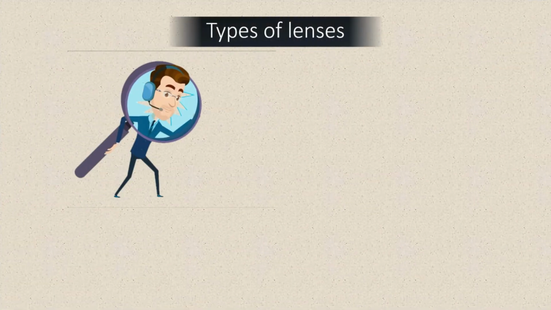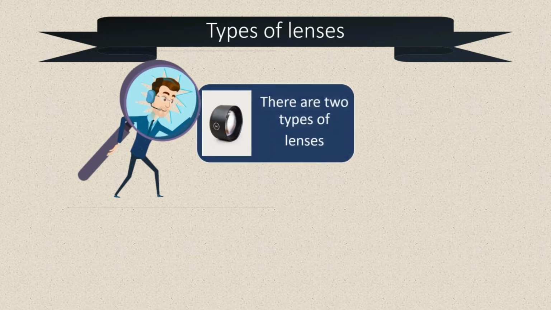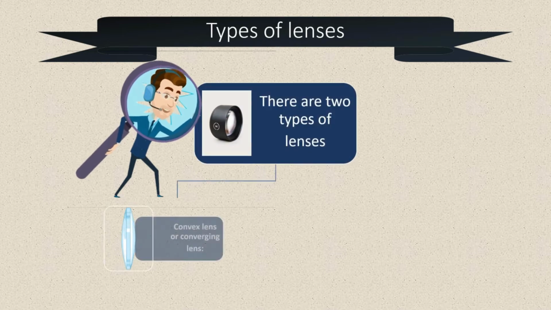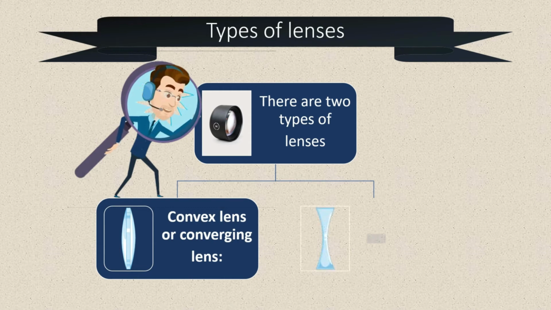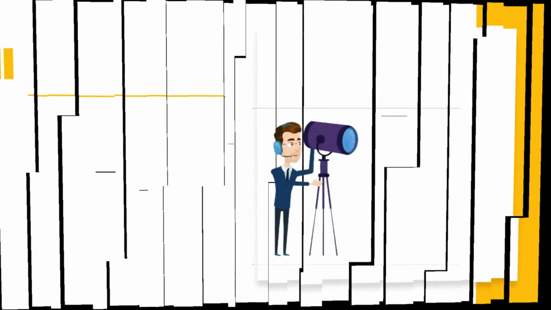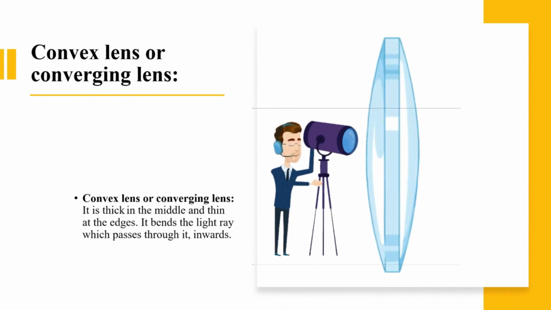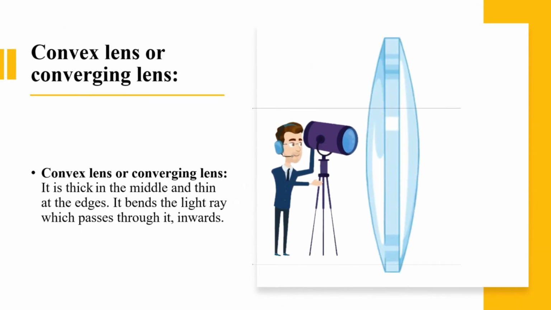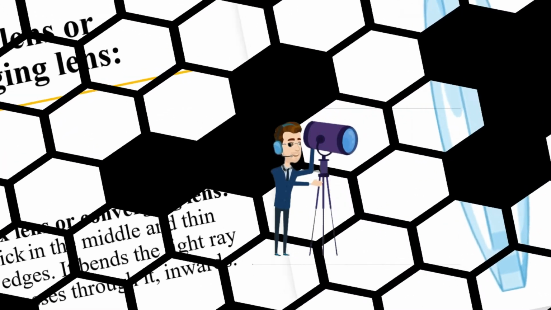Types of lenses. There are 2 types of lenses. First, convex lens or converging lens. Second, concave lens or diverging lens. Convex lens or converging lens: it is thick in the middle and thin at the edges. It bends the light ray which passes through it, inwards.